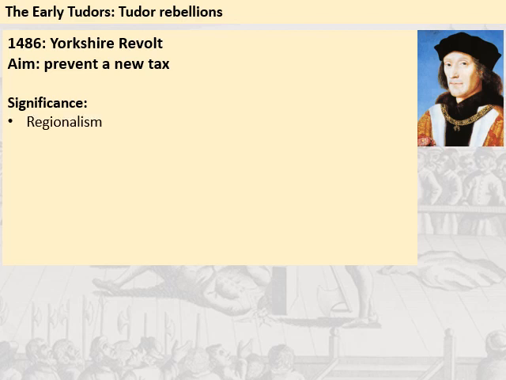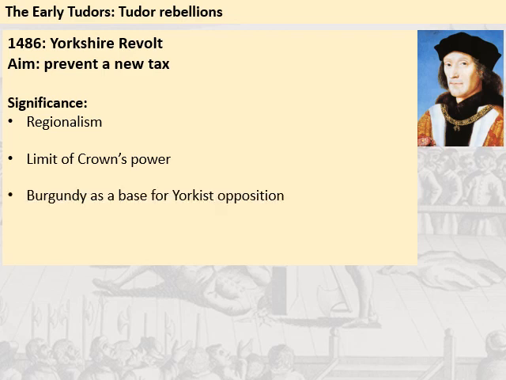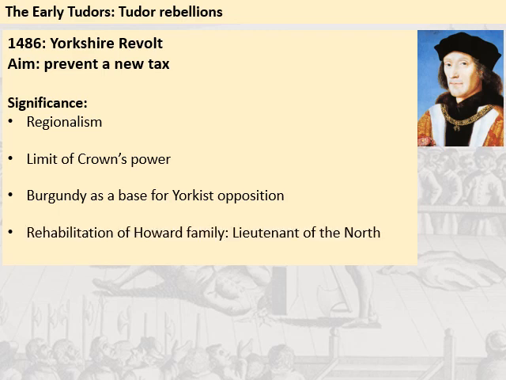Now the significance of this revolt is that it shows us the importance of regionalism in the early years of the Tudor dynasty. It shows us the limit of the crown's power, that Henry was unable to collect the tax. We have a further indication of Burgundy as a base for Yorkist opposition. And this is the first sign of the rehabilitation of the Howards. After the revolt, the Earl of Surrey, Thomas Howard, is given the position of the Lieutenant of the North.